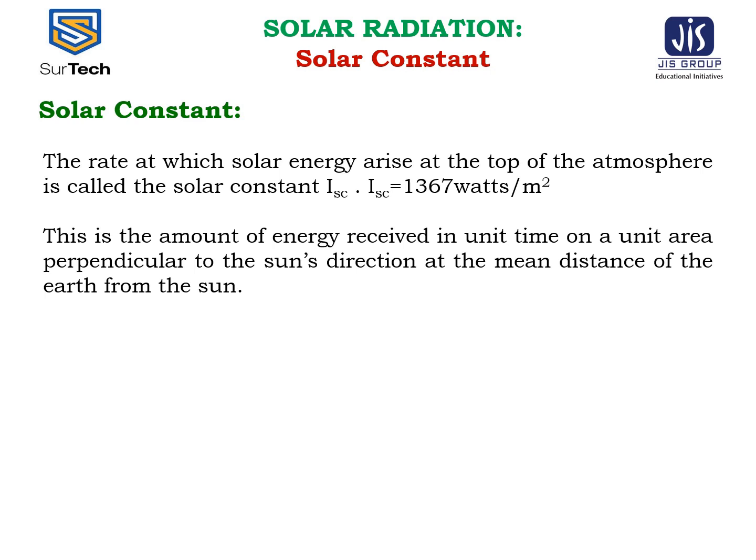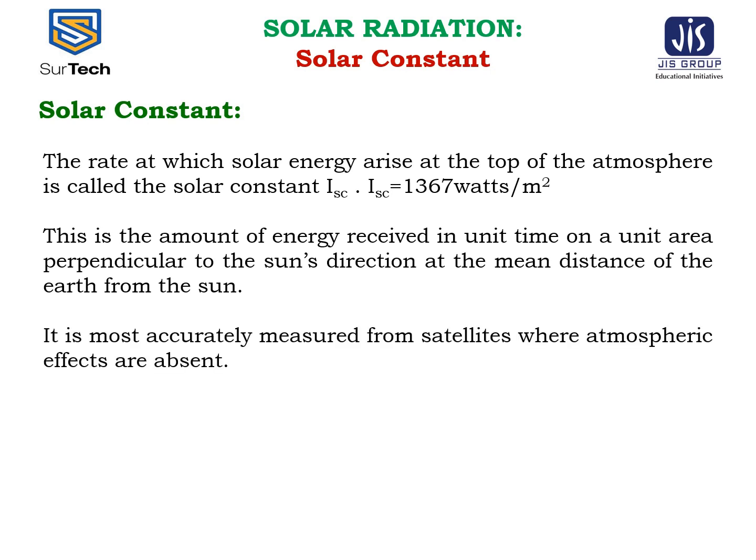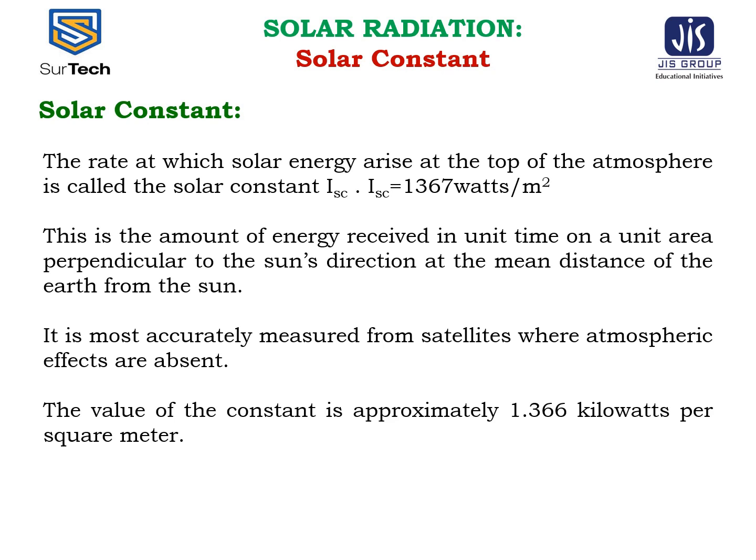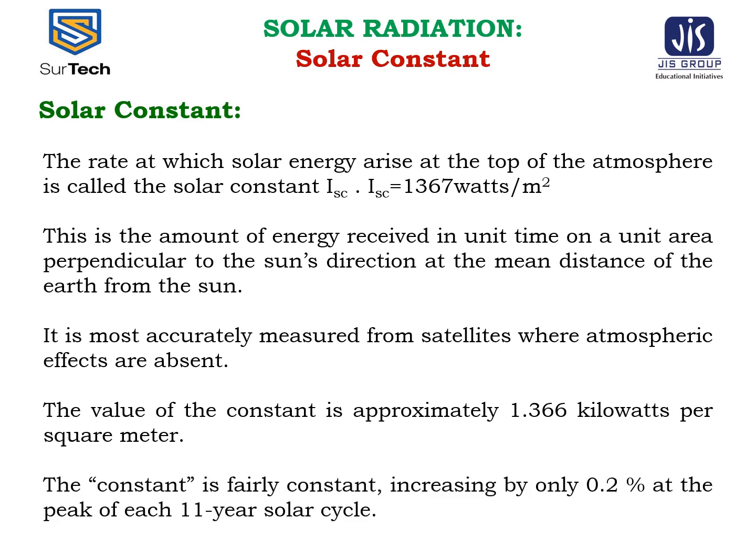This variation has been measured by the radiometers aboard several satellites since the late 1970s. It is most accurately measured from the satellites where the atmospheric effects are absent. The value of the constant is approximately 1.366 kilowatts per square meter. The constant is fairly constant, increasing by only 0.2% at the peak of each 11-year solar cycle.